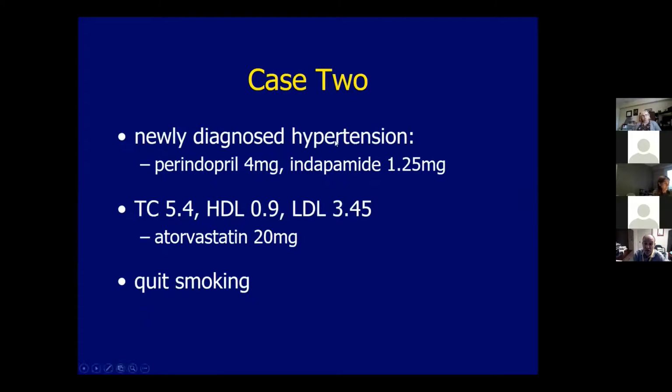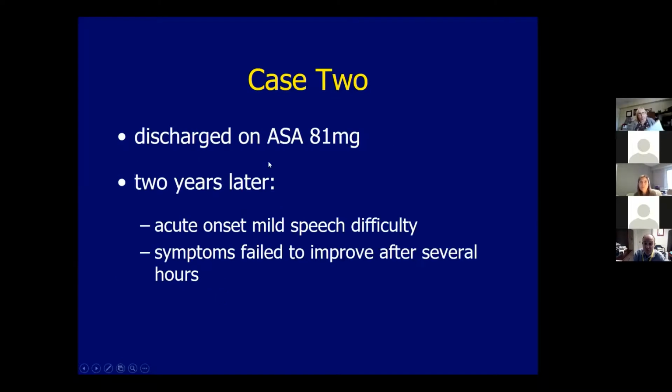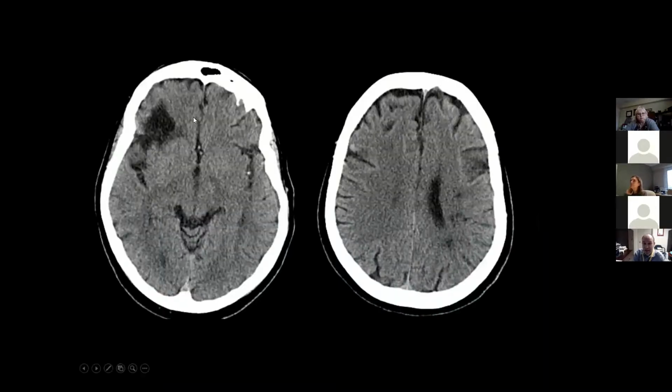So in this lady, we treated her for hypertension, we gave her a statin, we got her to quit smoking, and she's discharged just on aspirin. 2 years later, she came back with new symptoms of speech difficulty. And when her symptoms failed to improve, she came to the emergency room. And now we see in between her first admission and her new admission, 2 years later, there's this big black area, which is well-established stroke.